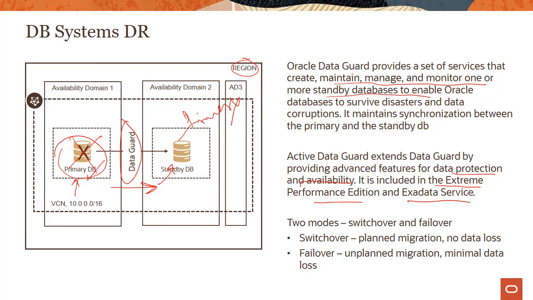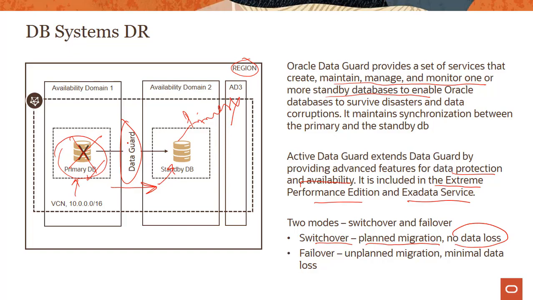And as we talked about, there are two modes for Data Guard. One is called switchover, which is planned migration. So suppose you want to test your DR, there is no data loss. You could switch over, like we just talked about. The primary becomes unavailable, you could switch over to standby. The standby becomes the primary, goes to the primary role.